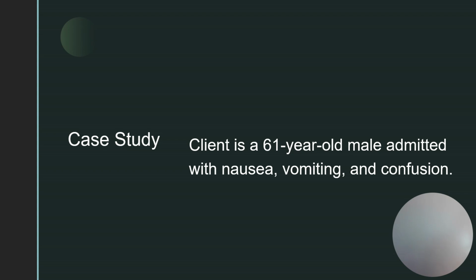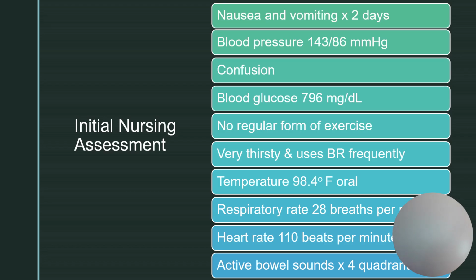We have a client who is a 61-year-old male admitted with nausea, vomiting, and confusion. This client has nausea and vomiting times 2 days. Blood pressure is 143/86. Confusion, a blood glucose of 796. No regular form of exercise. The client is very thirsty and uses the bathroom frequently.